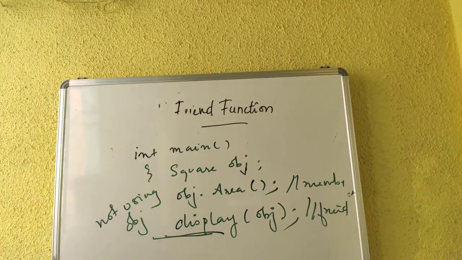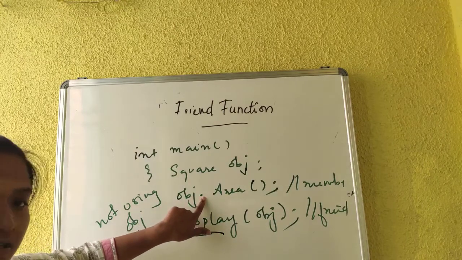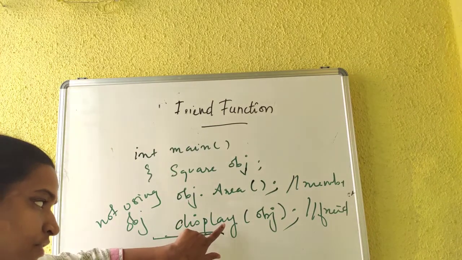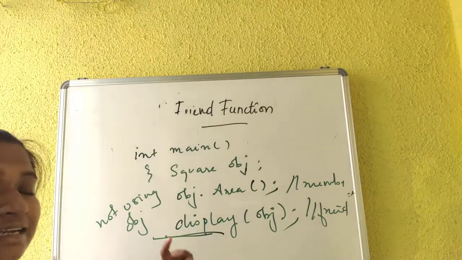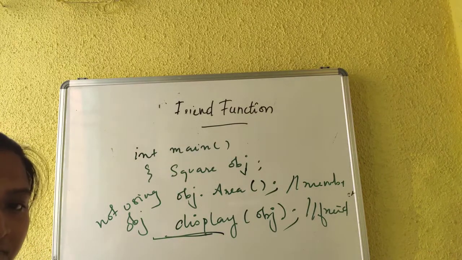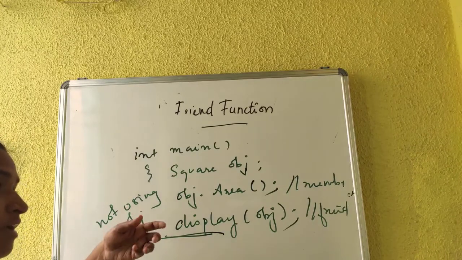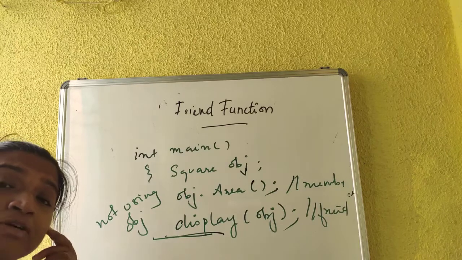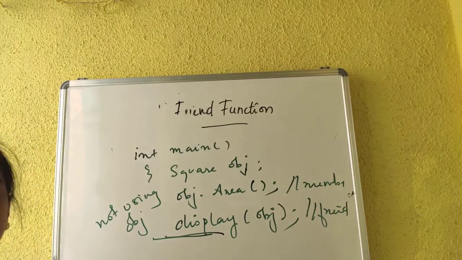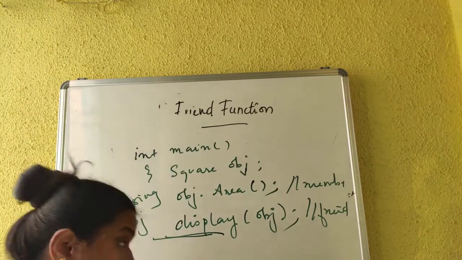So what is the difference we found here? When you're calling a member function, you need an object using a dot operator, whereas when you're calling a friend function, you can directly call it as a normal function. It can access the private members of the class even though it doesn't belong to the class. So normally it is used when one class member wants to access the members of another class. So that is the main application of a friend function. You can also have a friend class.